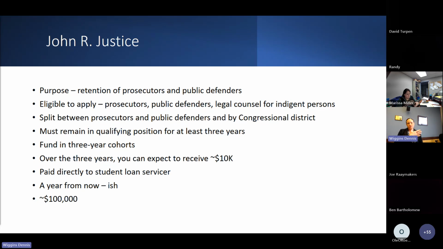If you are a prosecutor or a public defender, or you know someone that is, you're eligible to apply. We split it 50-50 between the 2 groups, and we divide it out over our congressional districts. You must remain in your qualifying position for at least 3 years. That's why we do it in a 3-year cohort. And you can expect to receive somewhere in the neighborhood of $10,000 to $12,000 in student loan repayment. It goes directly to your student loan servicer, so we have found that people are appreciative.